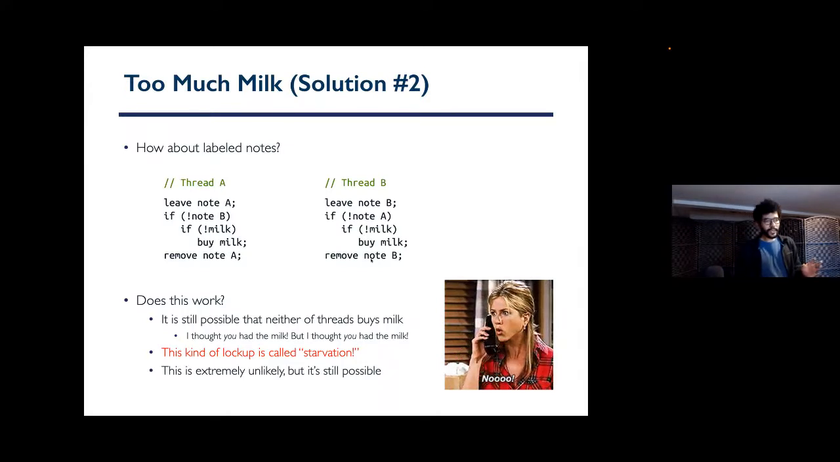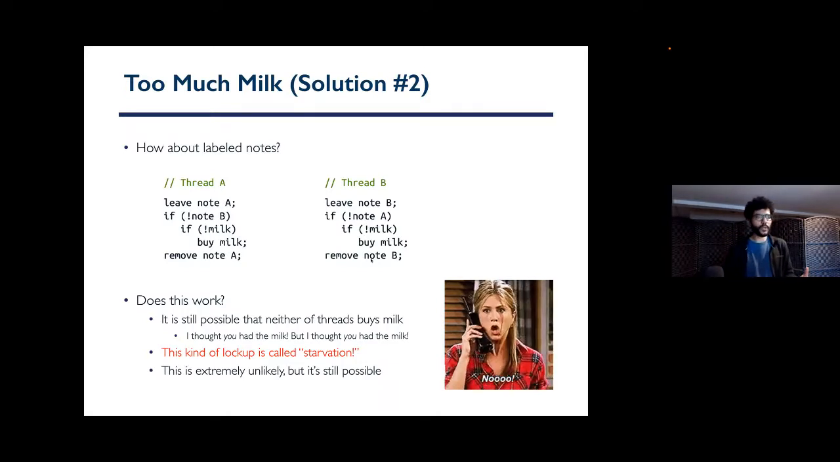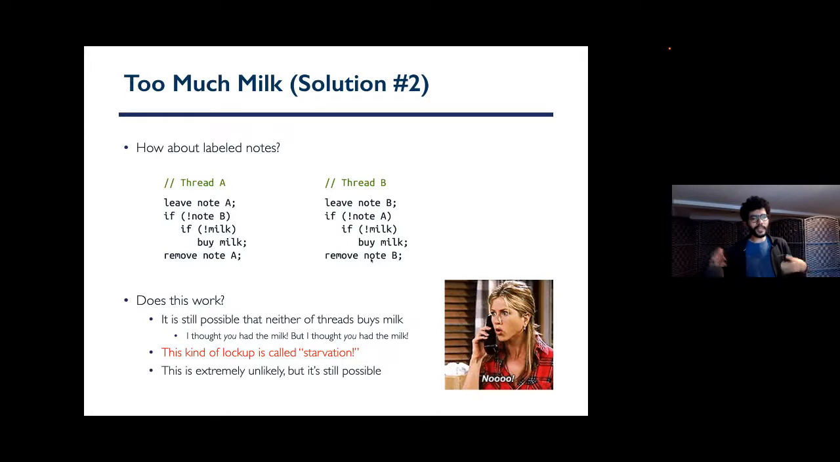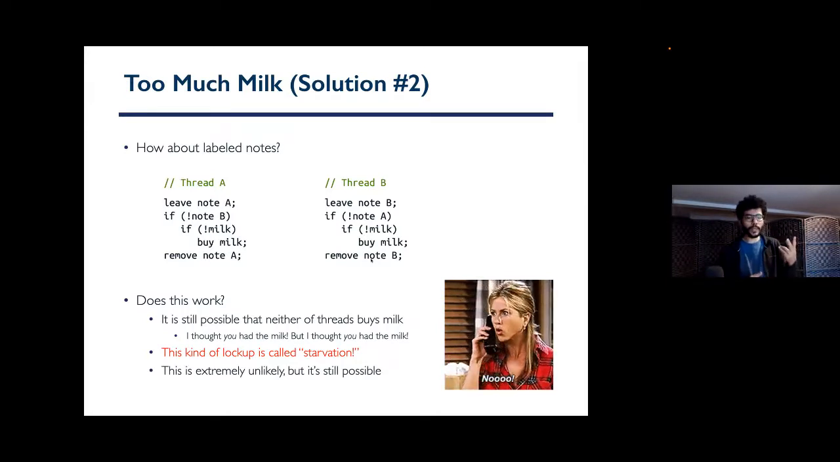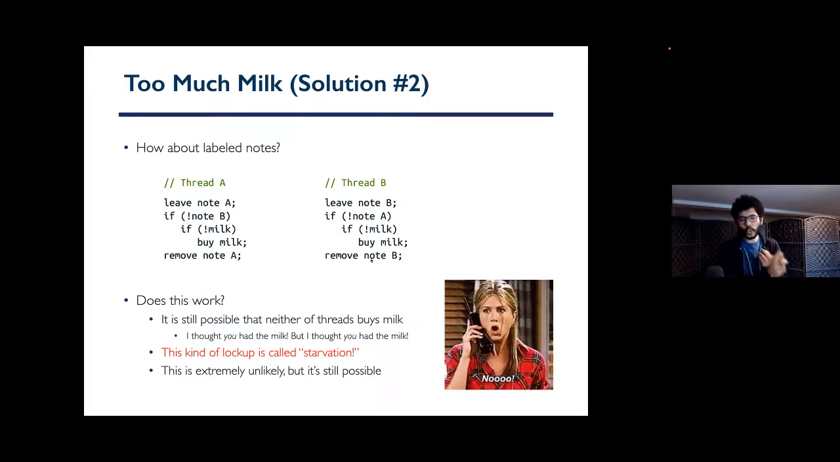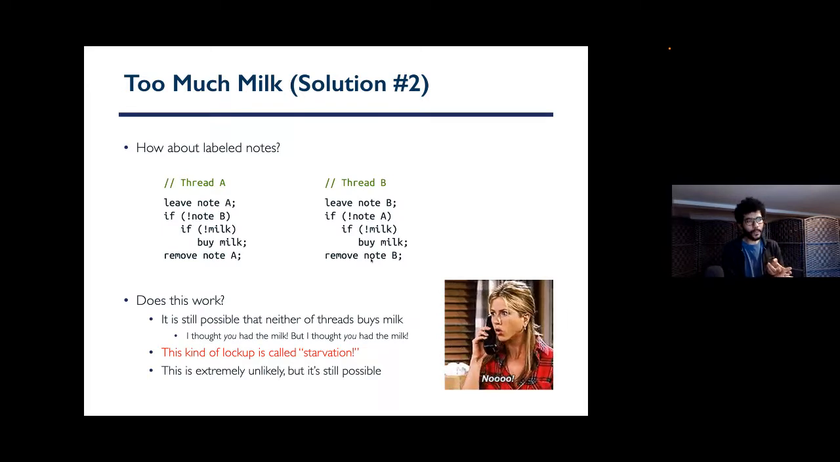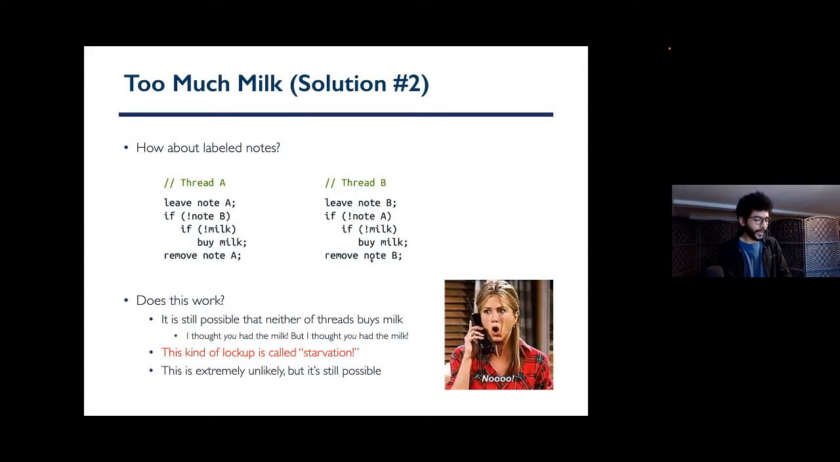OK, so this is kind of called starvation, right? So we don't end up making progress on what we wanted. And if you remember, we had two properties that we wanted. The first one was we don't want two to go and buy milk, but we also wanted that at least one of them goes and buys milk. And this solution is not providing that.